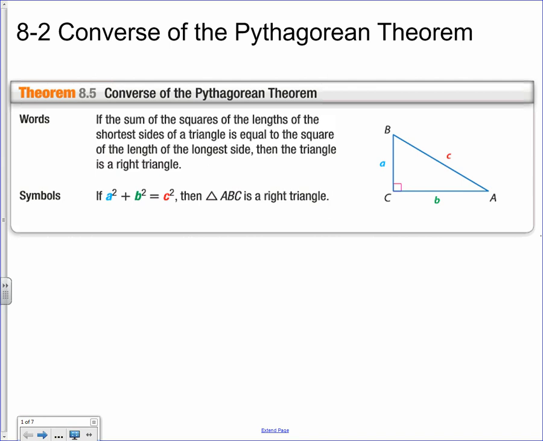So the Pythagorean theorem's converse says if the sum of the squares of the lengths of the shortest sides of a triangle is equal to the square of the length of the longest side, then the triangle is a right triangle. Better would probably be just this for your notes: if a squared plus b squared equals c squared, then triangle ABC is a right triangle. So again, if you know three sides of a triangle, and the sum of the squares of the two shorter sides is equal to the square of the longer side, then it must be a right triangle.